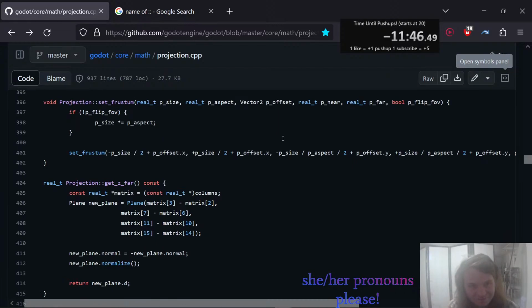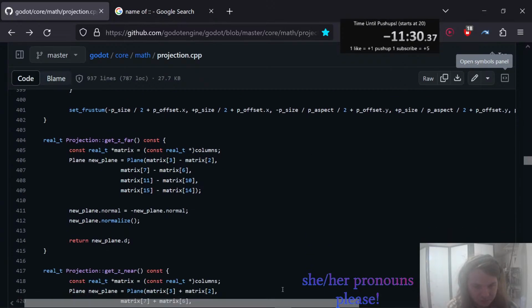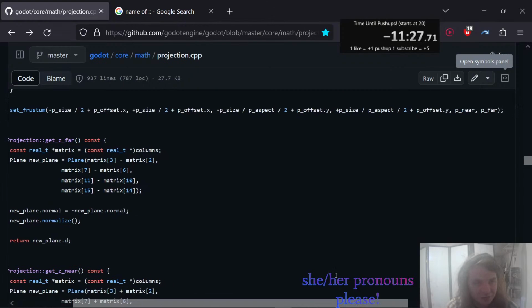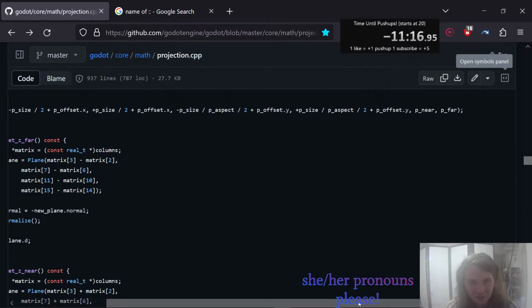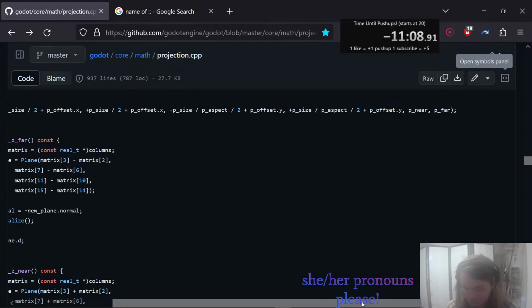Void projection, set frustum, real TP size, real TP aspect, vector 2 P offset, real TP near, real TP far, bool P flip FOV. If not P flip FOV, P size times equals P aspect. Set frustum, minus P size over 2 plus P aspect dot X, plus P size over 2 plus P offset dot X, minus P size over P aspect over 2 plus P offset dot Y, plus P size over P aspect over 2 plus P offset dot Y, P near, P far.